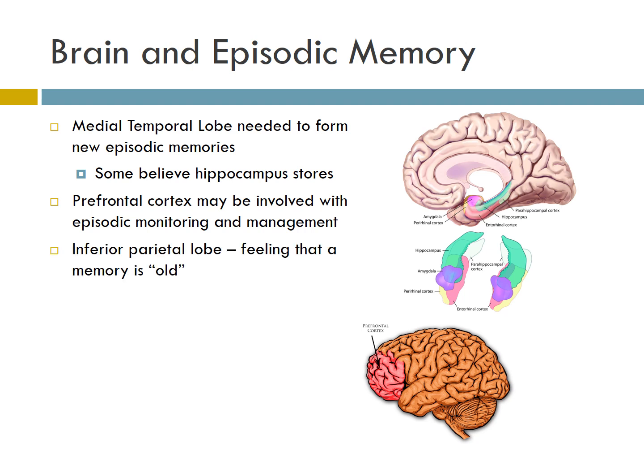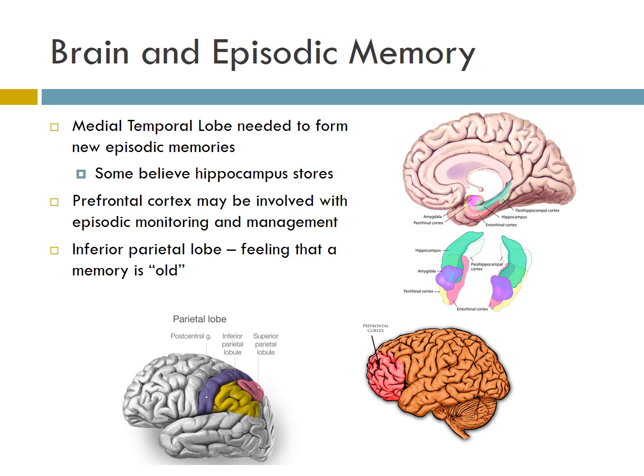And the last one that I wanted to mention here is the inferior parietal lobe. So that would be this area right here, this yellow area here. More recent research has suggested that this particular area may be involved in that feeling that you get when you're reliving an event, the sense that the memory is old, that it's in the past. It seems like it happened a long time ago, that it's not now. It feels like an old event or an old memory. We think that this particular area may be involved in that feeling.